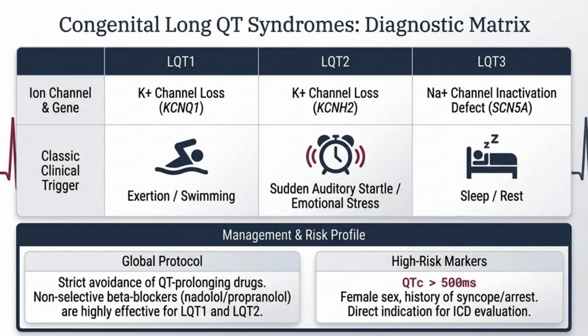Genetic mutations in ion channels cause the congenital long QT syndromes. LQT1 is triggered by exertion, especially swimming. Long QT2 is often triggered by sudden auditory startles. LQT3 is the most dangerous during sleep. Management focuses on non-selective beta blockers like nadolol or propranolol and strict avoidance of QT prolonging drugs.